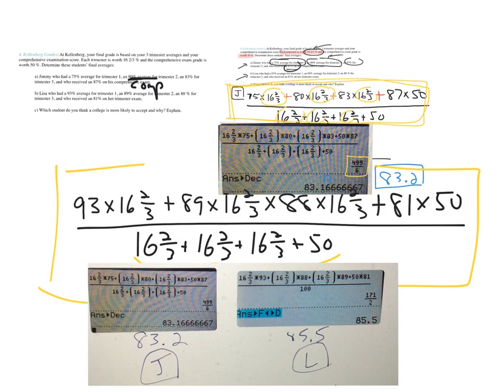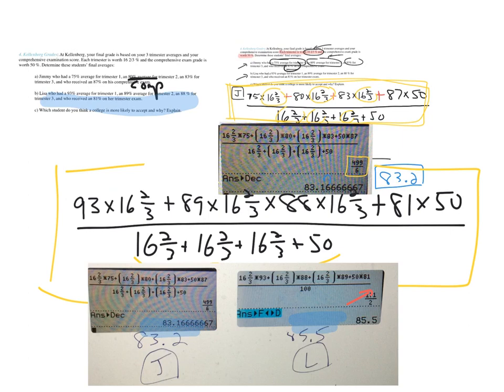And here we have Lisa's average, 171 over 2, and after I converted that to a decimal, 85.5. So we have Jimmy's average of 83.2, Lisa's average of 85.5, and now the question says for letter C, which student do you think a college is more likely to accept and why? And then we have to explain our answer.